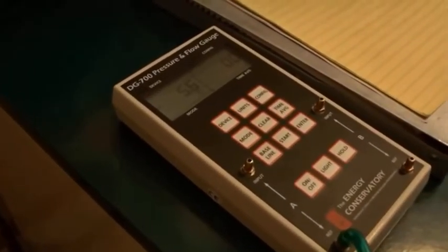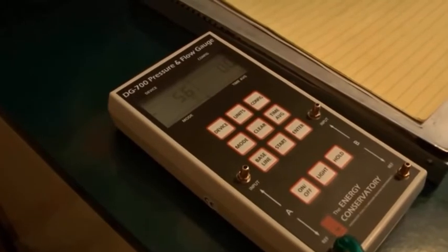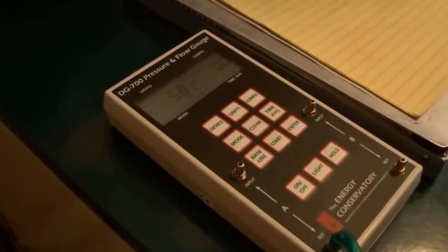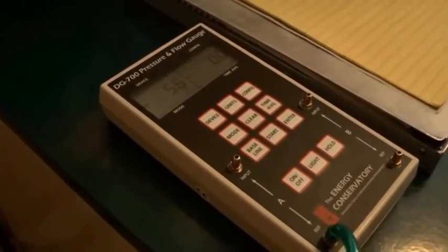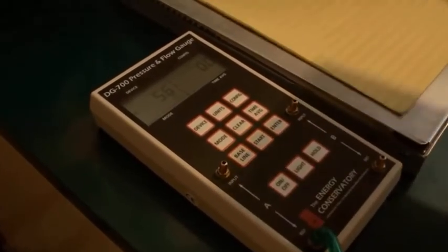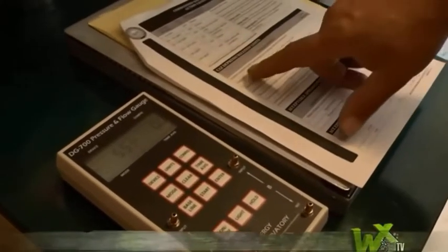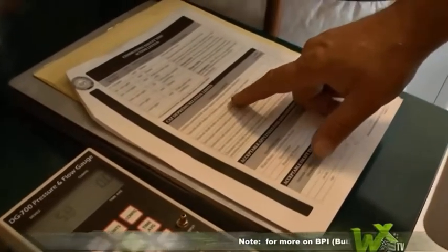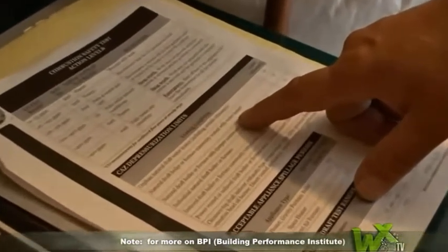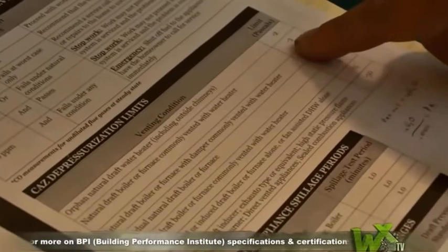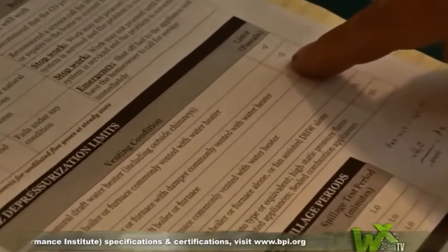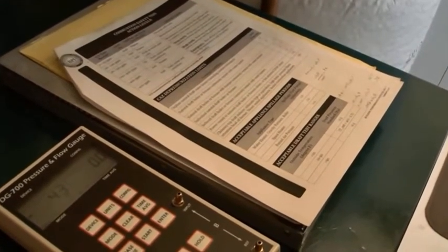And it looks to me like we're 5.5 pascals negative. If you look at BPI's protocol, if you have a natural draft boiler or furnace commonly vented with a water heater, which we do, then the limits for CAS are -3 pascals. So we're in excess of that. Our worst case combustion air zone, this is not a good situation. We need more air in this room.